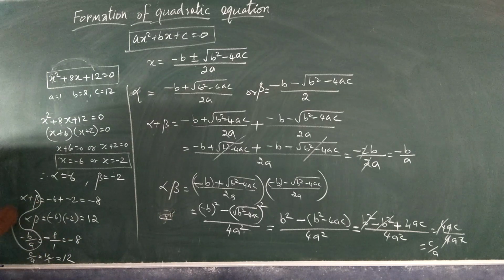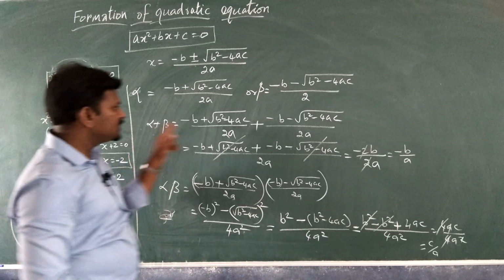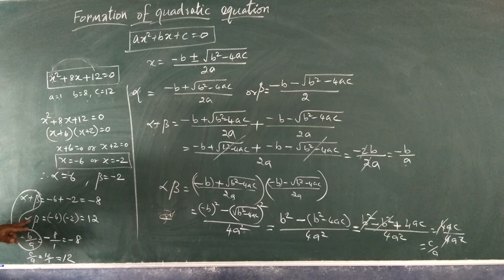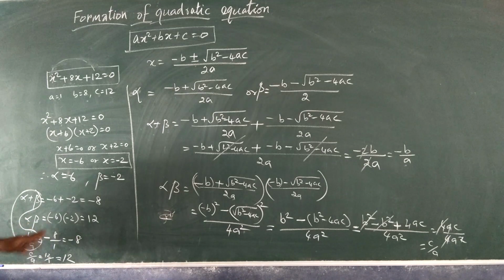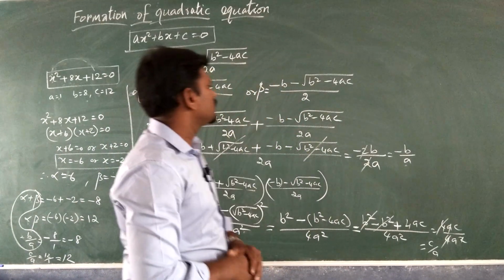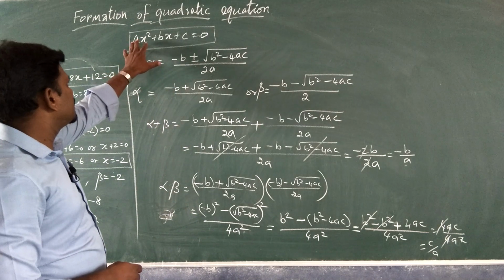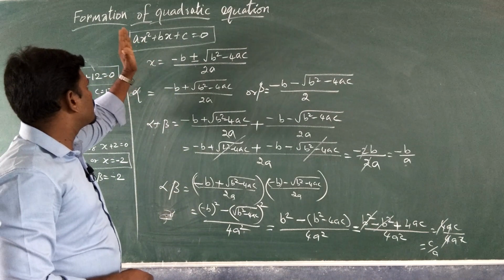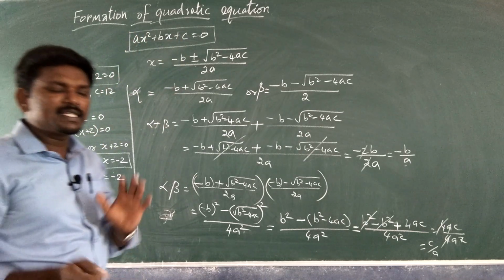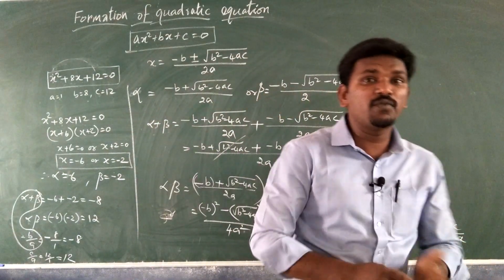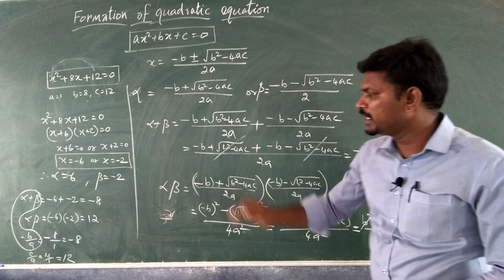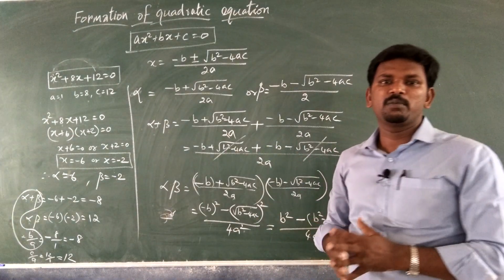Therefore these two are equal. Alpha plus beta is equal to minus b by a, and alpha into beta is equal to 12. So we have verified using the sums. By using the constant values a, b, c, if you want to find the sum and product of the roots, we need not find the roots. Actually, using the given equation itself, we can find the sum of the roots and the product of the roots.